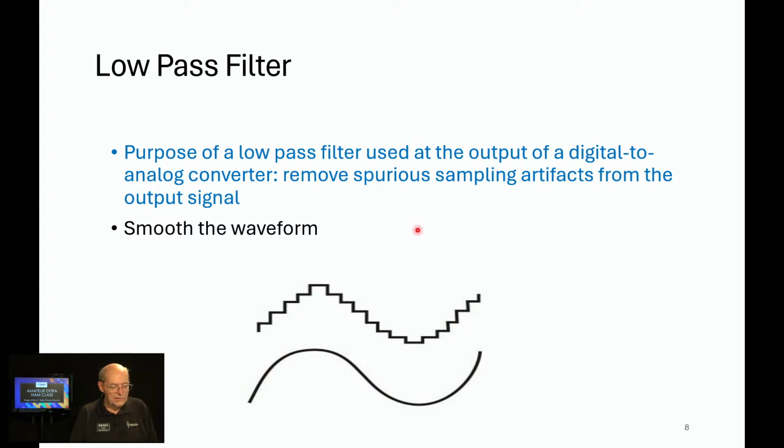So here we have a low-pass filter being applied to that jagged output. We want to convert that recovered waveform into something that's nice and smooth. And there's even a pool question. The purpose of a low-pass filter used at the output of a digital to analog converter is to remove spurious sampling artifacts from the output signal. Of course, you can imagine there'd be a lot of those spurious artifacts because of the fast rise times in the waveform here, the individual steps.